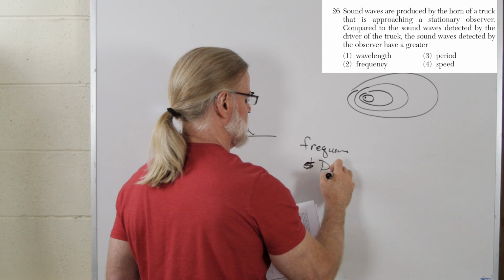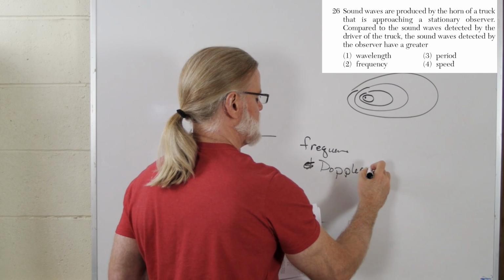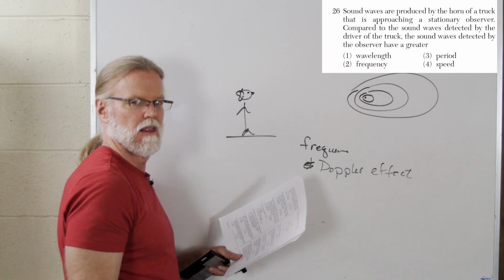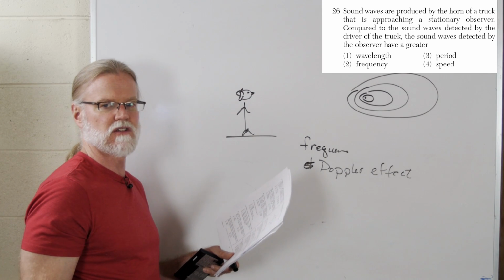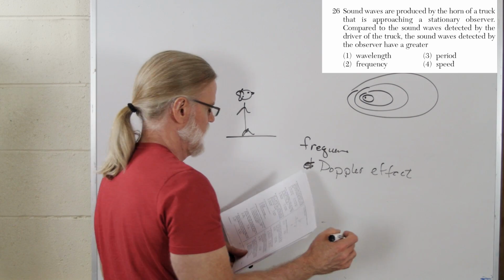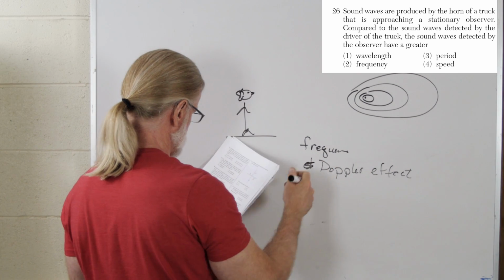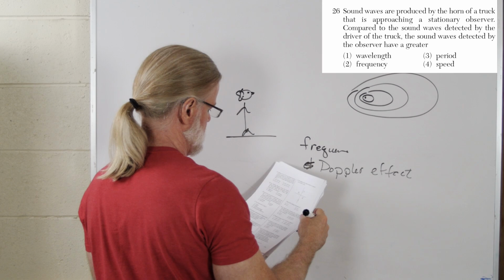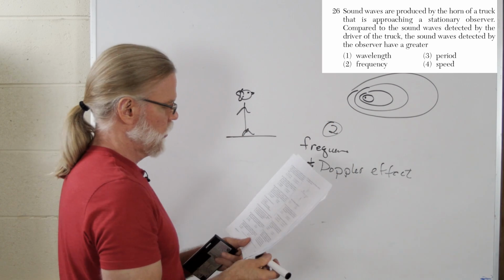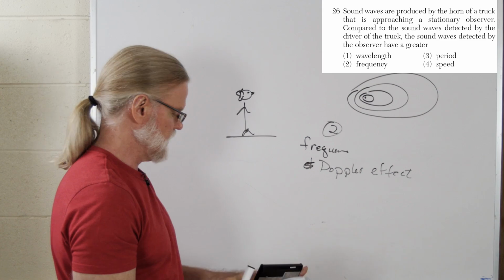It's called the Doppler effect. It's the only time we see a change in frequency. Frequencies of waves generally stay constant except under conditions of the Doppler effect. So the frequency is higher, choice 2. The wavelength is actually shorter, less wavelength.